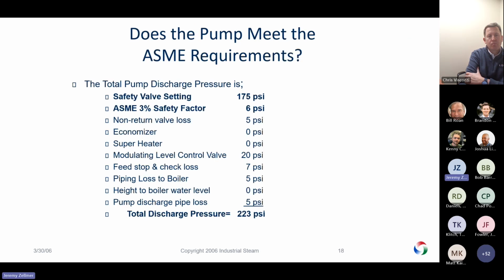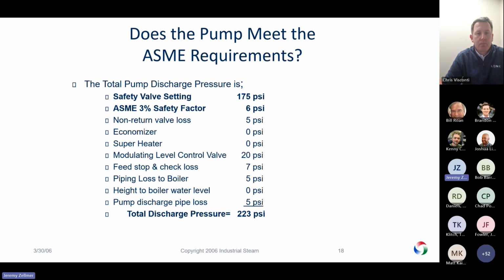The total pump discharge pressure is safety valve setting 175. And then as you can see, we come up to that. Whenever we're figuring any of this on pump discharge, if we're modulating, as a rule of thumb we're going to put in basically 40 PSI above the operating pressure as our design point, at a minimum, to ensure that we're always going to be able to get water into the boiler.